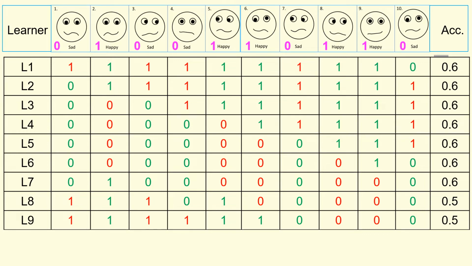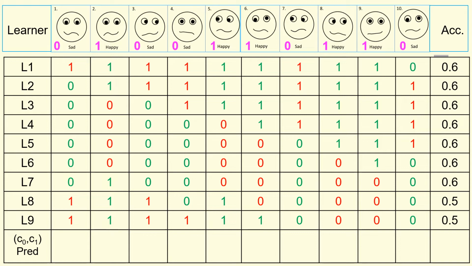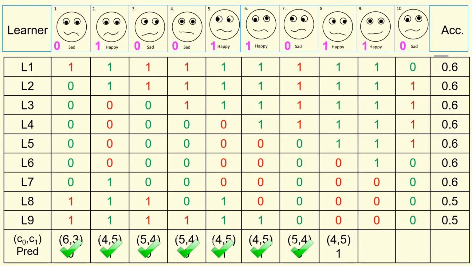But notice that if we take them all together, in the first column, we have 6 to 3 for 0, and that's correct. In the second column, we have 4 to 5 for 1, that's correct. 5 to 4 for 0, correct. 5 to 4, 0, correct. 4 to 5, 1, correct. Correct. Correct. Correct. Correct. Correct. That is, when we take them all together, they're perfect in their prediction.